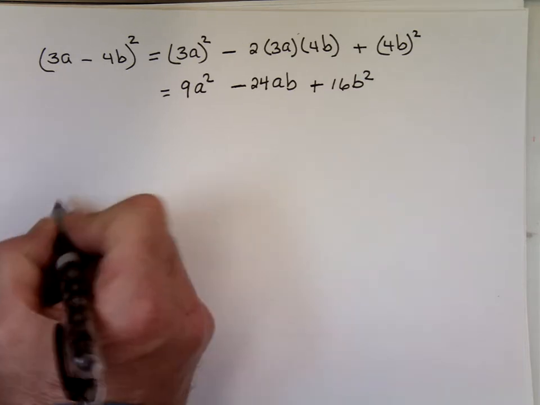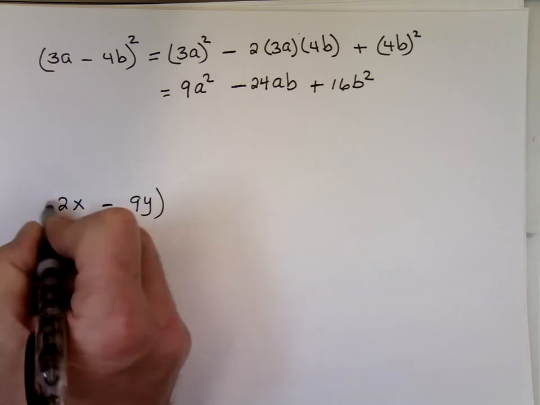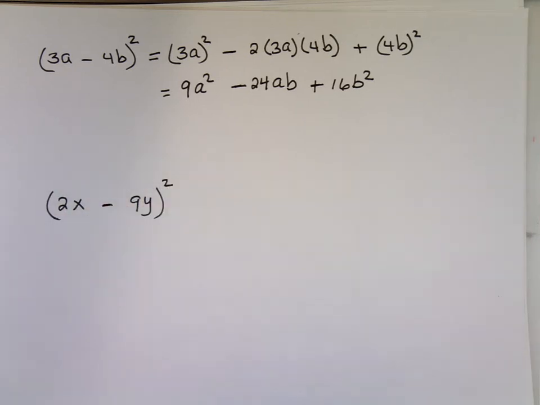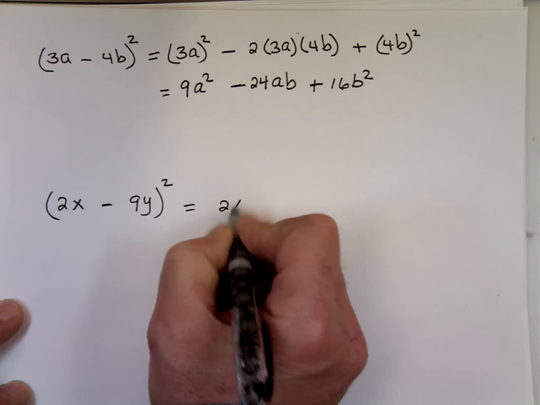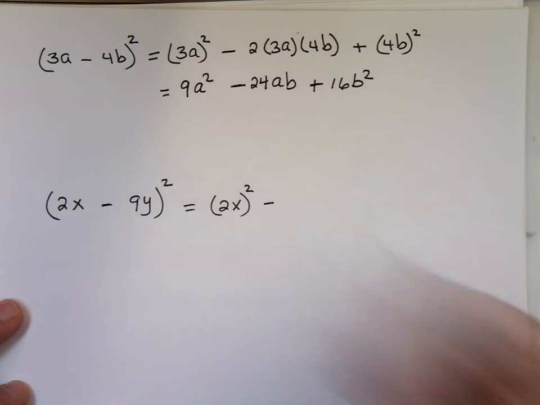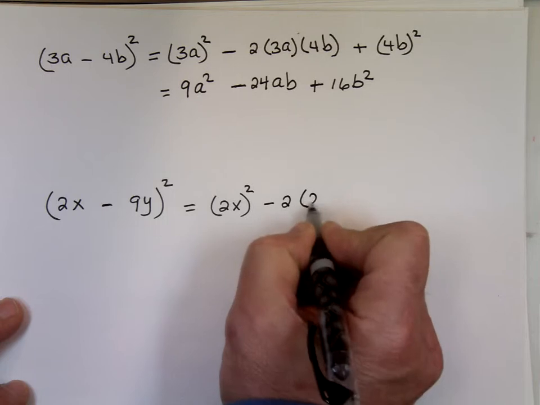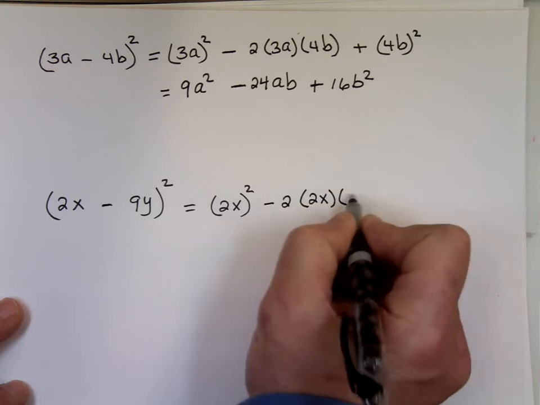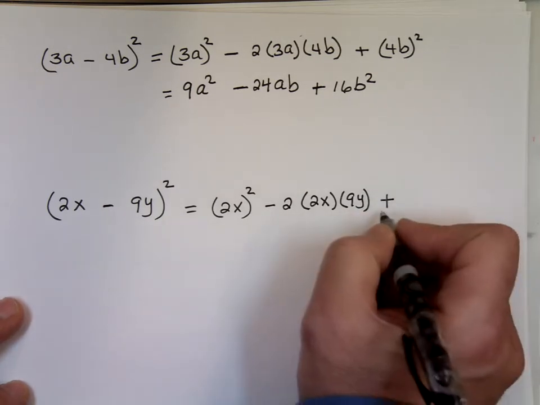One more on this subject. 2x minus 9y, the whole thing squared. Square the first. Minus 2 times the first times the second, plus square the second.